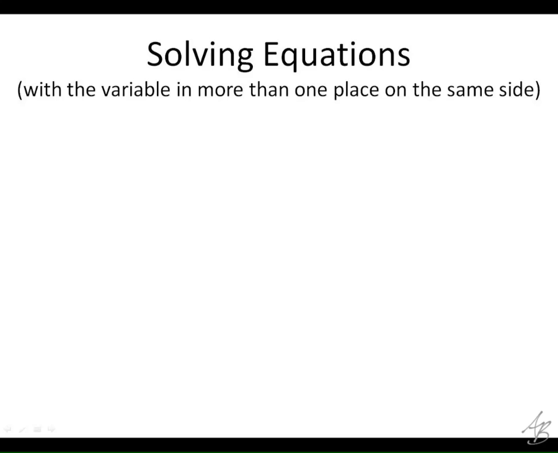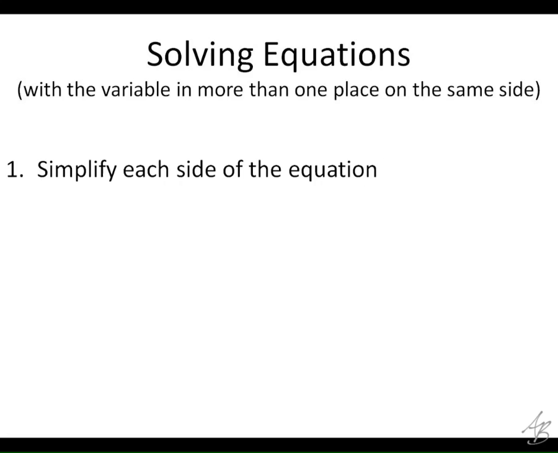All right, so if we have the variable in more than one place on the same side, the first thing we need to do is simplify each side of the equation. And to simplify each side of the equation, there's two things we're going to have to do. What are they? I just told you. See if you're paying attention. We're going to have to combine like terms, and we're going to have to use the distributive property.